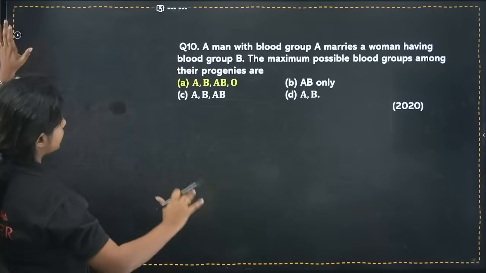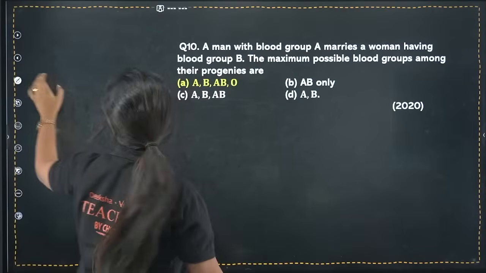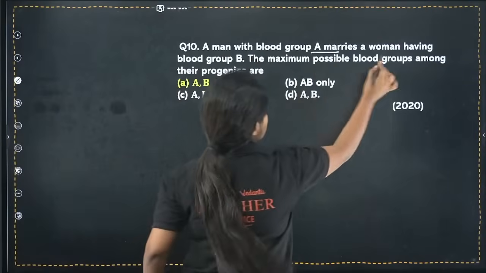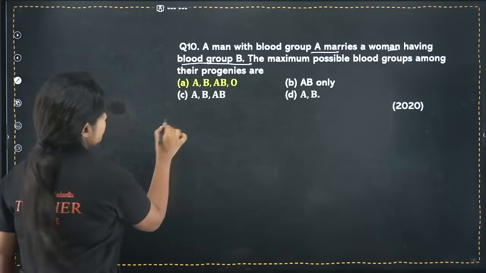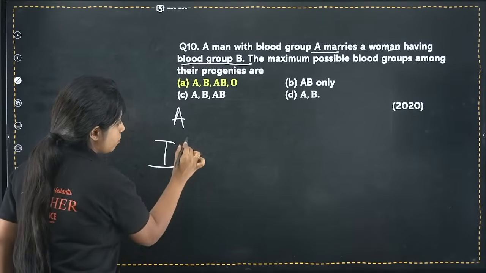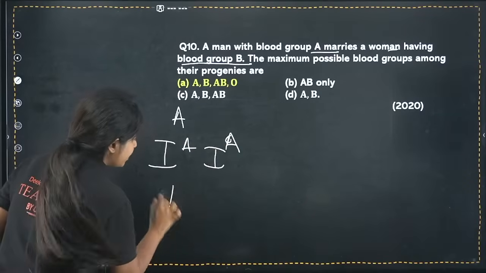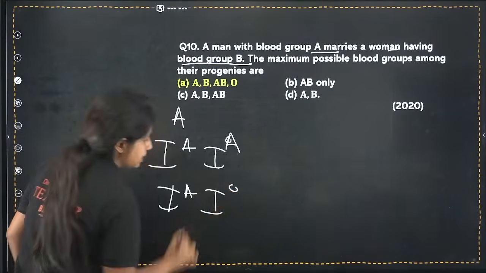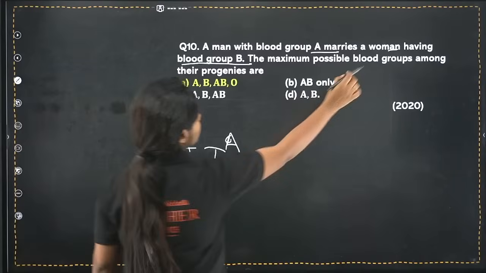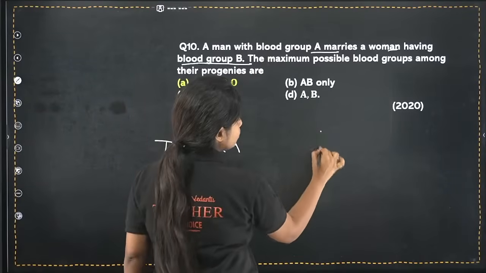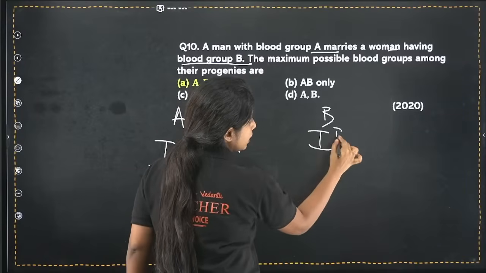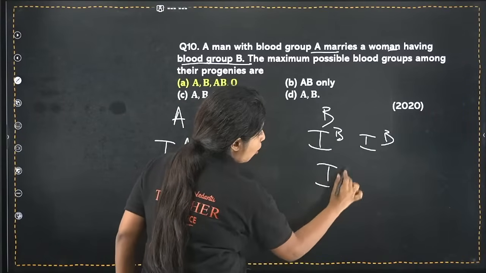Always remember that. Okay, now a man with blood group A marries a woman having blood group B. When I say I have A blood group, please always remember, it can be something like this, where both the alleles are the same, or it can be something like this. It can be both cases. Similarly, when I say marries a person with B blood group, B blood group can again be like this, or it can also be like this.